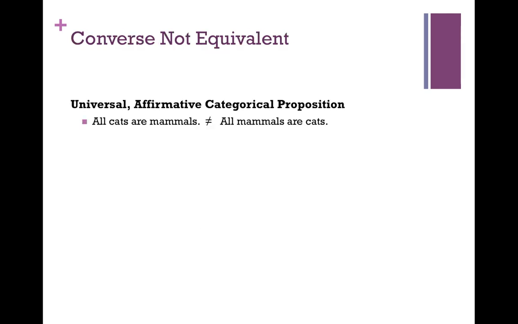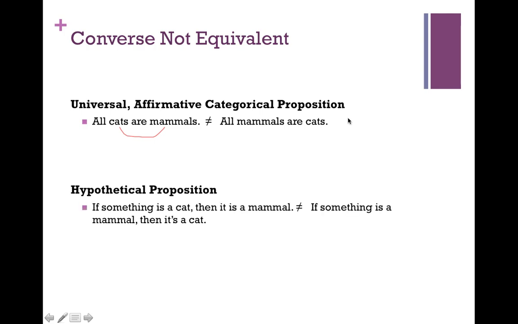And let me just give you some examples, and this will help demonstrate what I'm saying here. If I say all cats are mammals, well, that's a true statement. But that is not the same as saying all mammals are cats. Remember, a converse we find by simply reversing the order of the subject and the predicate terms. Well, these two statements are just not logically equivalent.